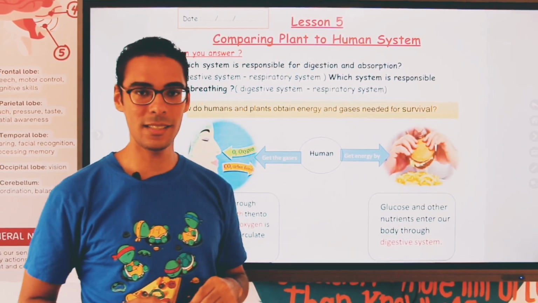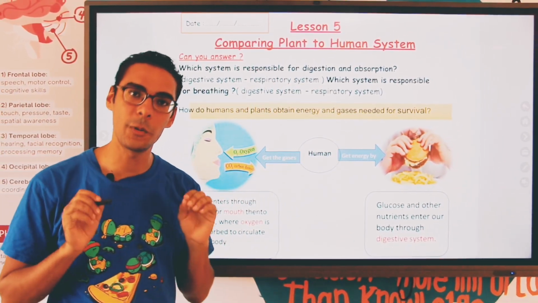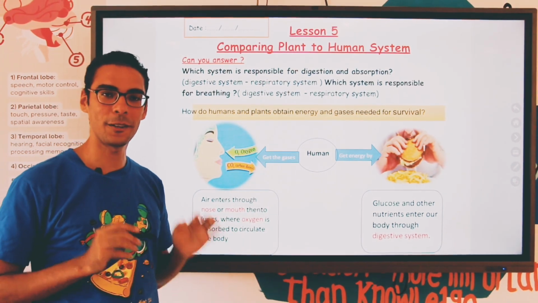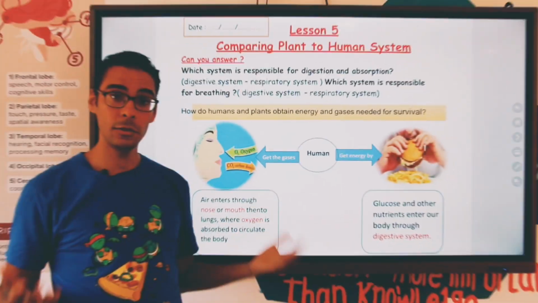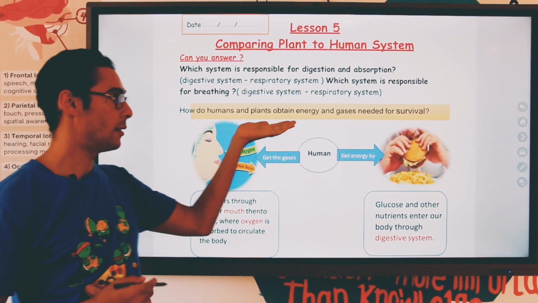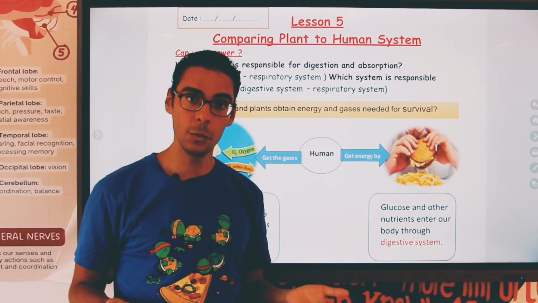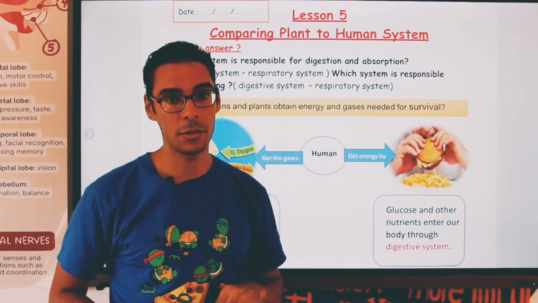We're going to start this lesson by answering just one question. Through the whole lesson, we are looking for this answer: How do humans and plants obtain the needed energy from the food and get their oxygen?